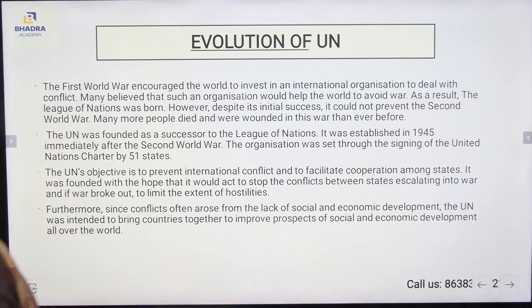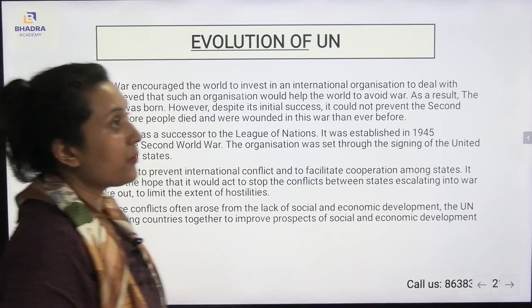You see, the First World War encouraged the world to invest in an international organization to deal with conflict. Many believe that such an organization would help the world to avoid war. As a result, the League of Nations was born. However, despite its initial success, it could not prevent the Second World War. Many more people died and many were wounded in this war than ever before.